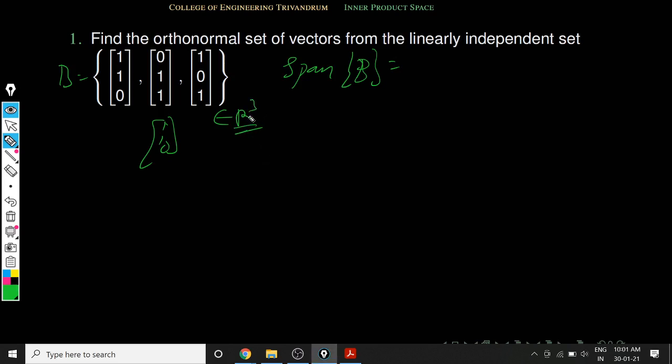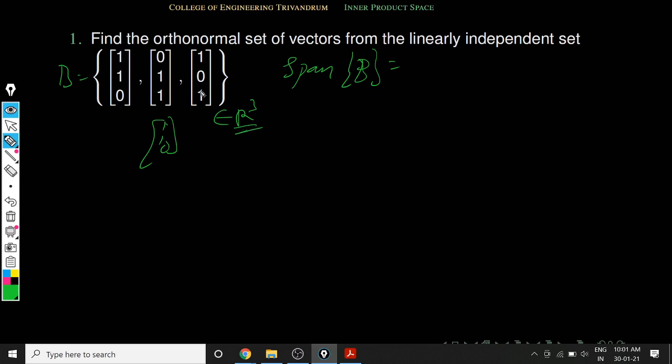R3. We can visualize these vectors as belonging to R3, no problem. So my question: it is given that this set is linearly independent. So what about its span? What is the dimension of R3? What is the dimension of R3? 3.